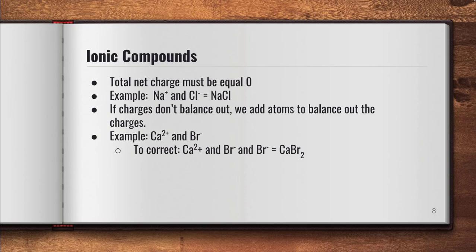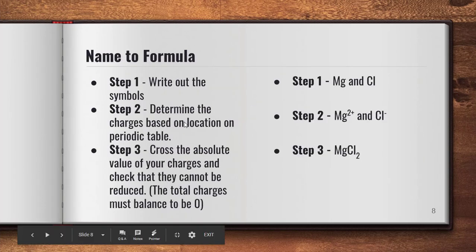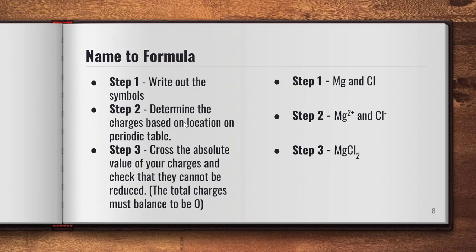But there's actually a little shortcut on how to do this that I'm going to show you in the next slide. So how does this process work? Let's say we wanted to know the formula for a chemical containing magnesium and chlorine. Well, we write out the symbols. So first we write out Mg and Cl, and then we determine the charges based on the location on the periodic table. So we know that Mg, based on where it is on the periodic table, has a 2+ charge, and chlorine has a -1 charge.